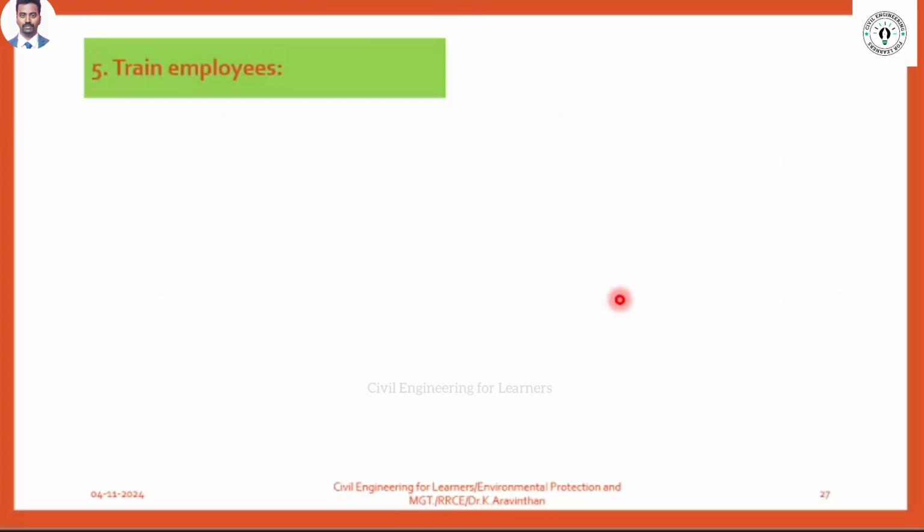Fifth one is train employees. Asian Paints, I will give you an example. Next slide I have that. Asian Paints, I have told you, is the largest stock marketed company. They are in the top 100 of Fortune 500 companies. Have you heard what is meant by Fortune 500? They are globally recognized companies called Fortune 500. In India we have 100 such companies. In the world you have Fortune 500 companies. You check, Asian Paints is one among them.